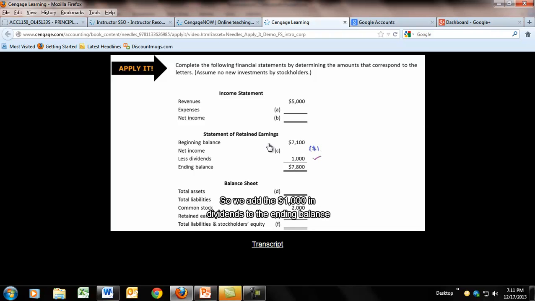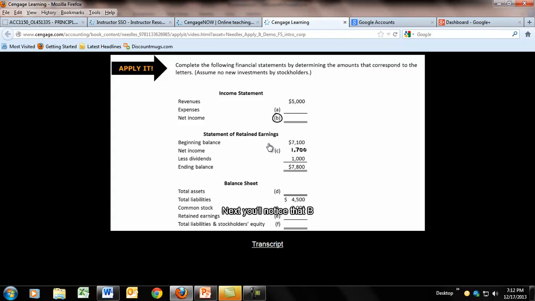So we add the $1,000 in dividends to the ending balance of $7,800, which leaves us with $8,800. This is how much the balance would have been had the $1,000 not been paid during the year. We then subtract the beginning balance of $7,100 from $8,800, which gives us net income of $1,700.